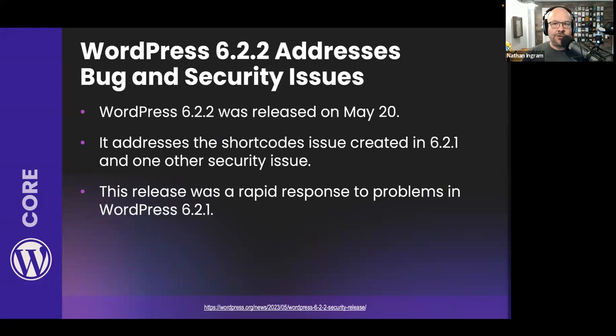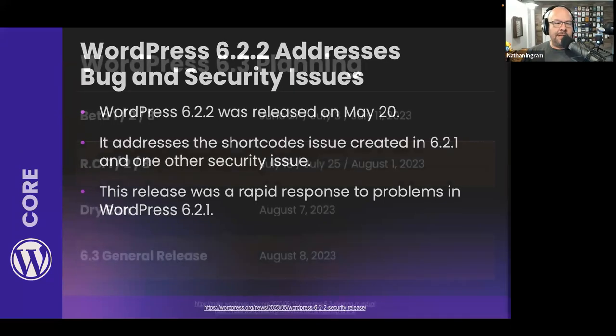WordPress 6.2.2 was released May the 20th, just 3 days ago. It addressed those shortcode errors that were created in 6.2.1, and it fixed one other security issue that wasn't included in 6.2.1. It was a rapid response release to the issues in 6.2.1. So you ought to have 6.2.2 on all your sites now. That should have happened automatically, unless you've specifically said don't apply minor core updates.